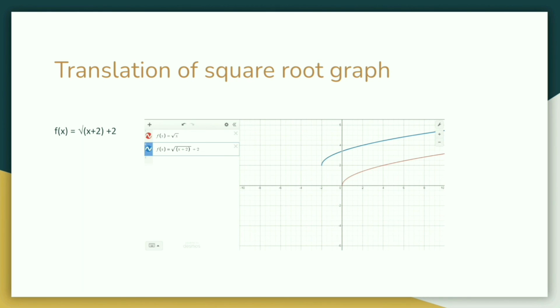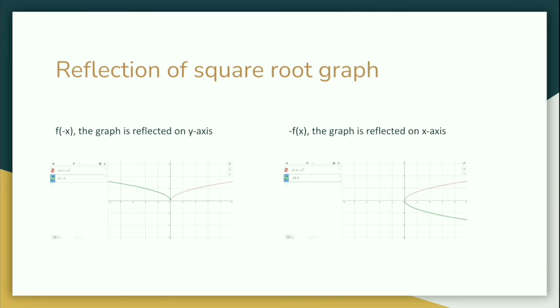When we combine both of the conditions of translation, we'll notice that the graph will be shifted horizontally and vertically. For example, f(x) = √(x + 2) + 2, then the graph will be shifted to the left by 2 units and shifted up by 2 units.